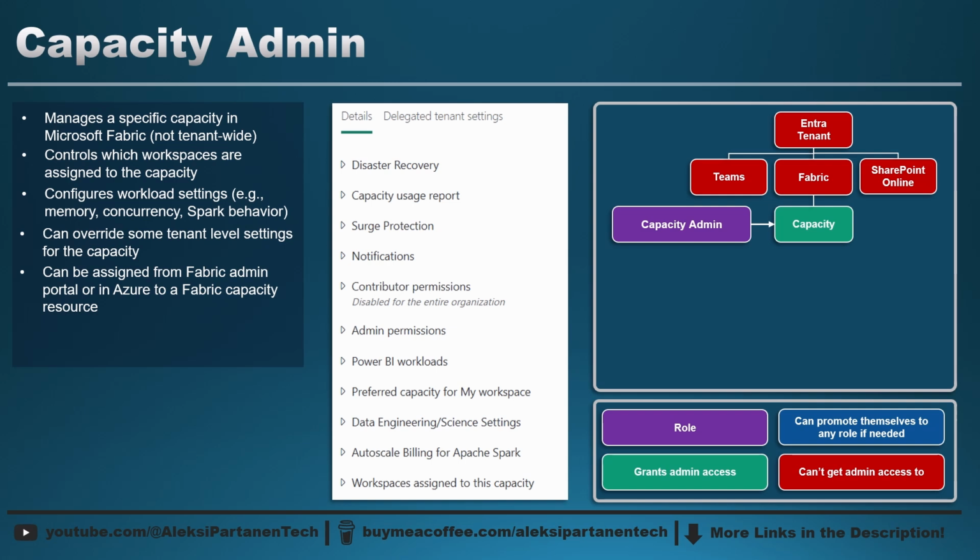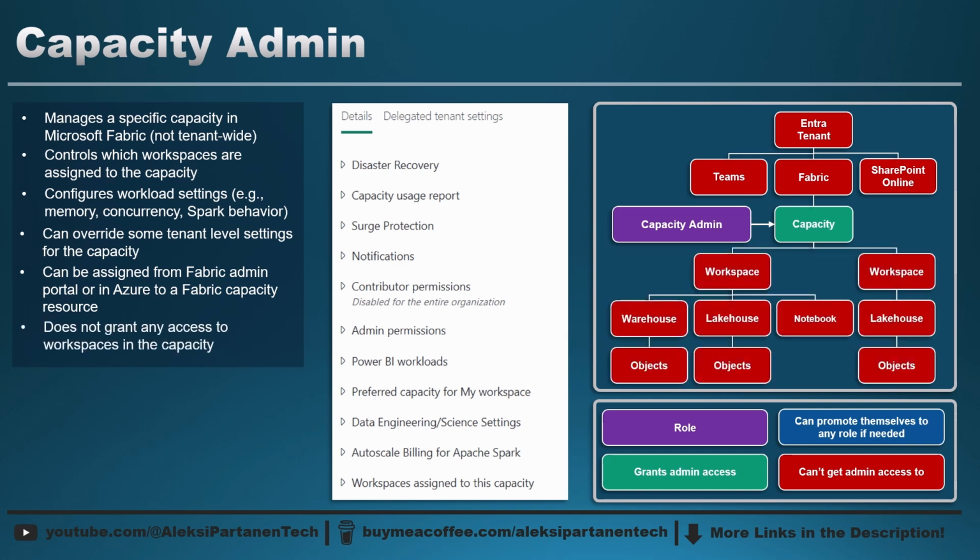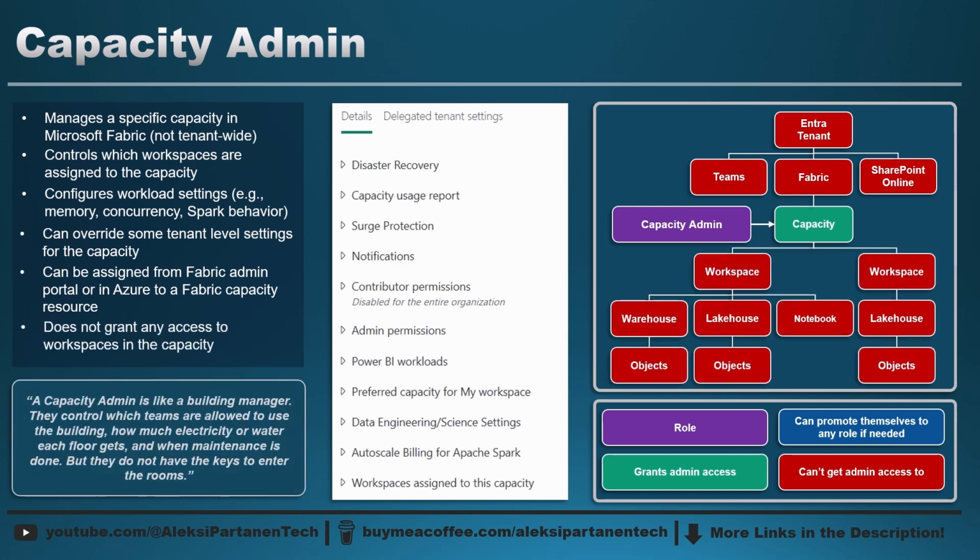You can think of the capacity admin like a building manager. They control which teams are allowed to use the building, how much electricity or water each floor gets, and when maintenance is done. But they do not have keys to enter the rooms. In summary, the capacity admin role is perfect for delegating operational control over compute resources without giving broader admin rights over the whole tenant or the entire Fabric platform.